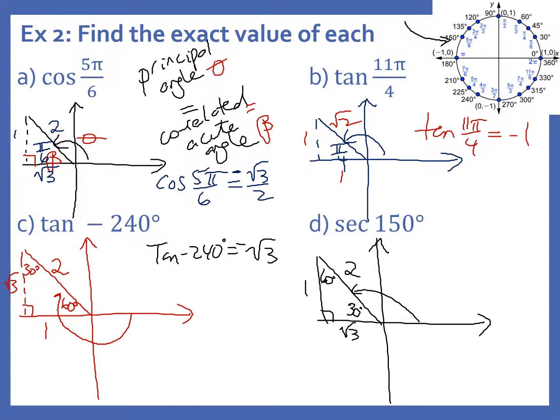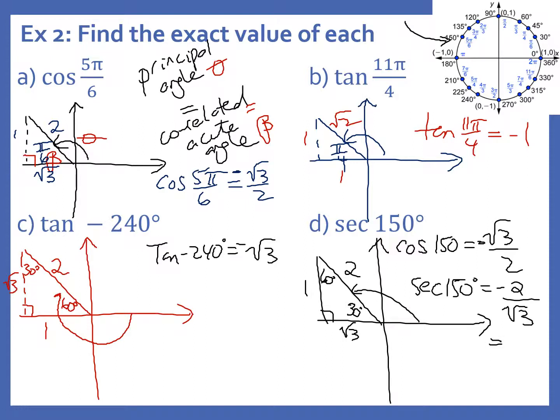Now this is secant, so you got to realize that basically secant's just cos flipped. So if we do the cos of 150 and then flip our final answer, we'll get secant 150. So cos 150, cos is adjacent over hypotenuse, or x over r, root 3 over 2. Only sine's positive, so that's negative. So that means secant 150 is the reciprocal of that, the flip. So -2 over root 3. And since we don't want radicals in the denominator, that would be -2 root 3 over 3.